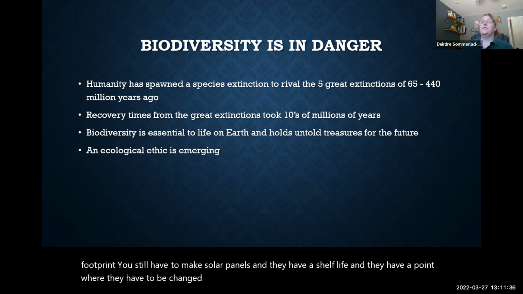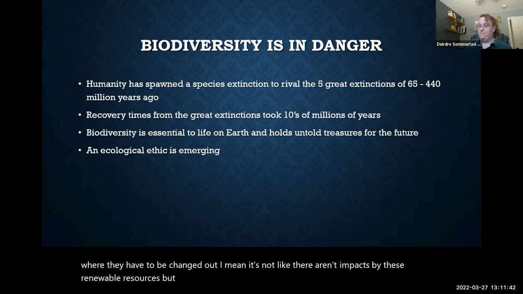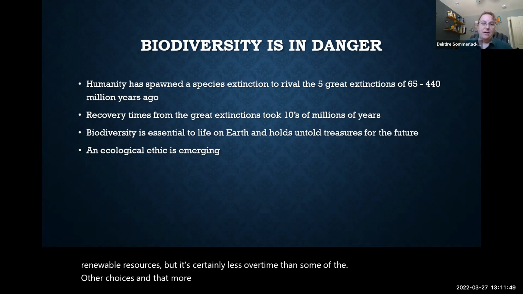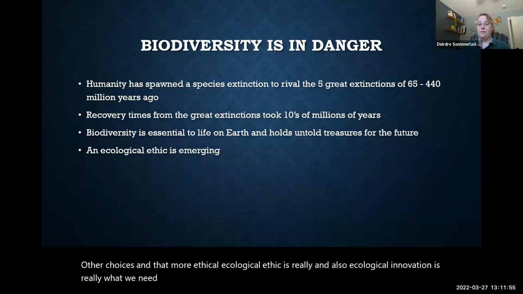It's not like there aren't impacts by these renewable resources, but it's certainly less over time than some of the other choices. And that more ethical, ecological ethic and also ecological innovation is really what we need to be thinking about as our population grows in order to ensure stable biodiversity.